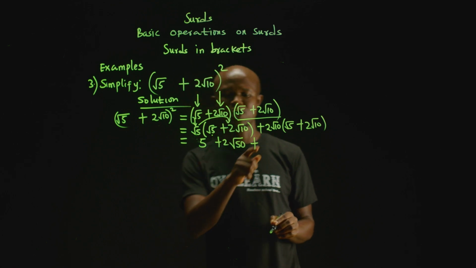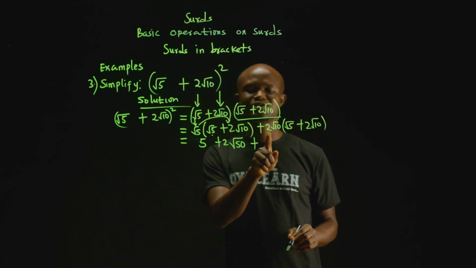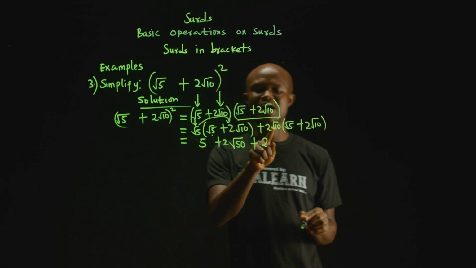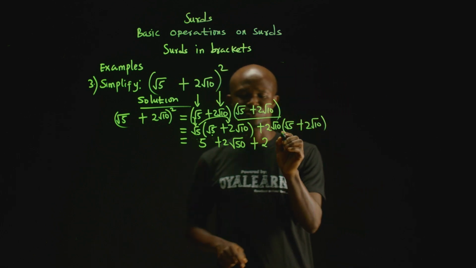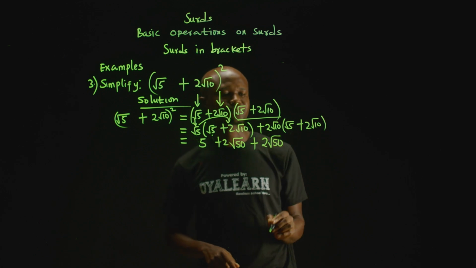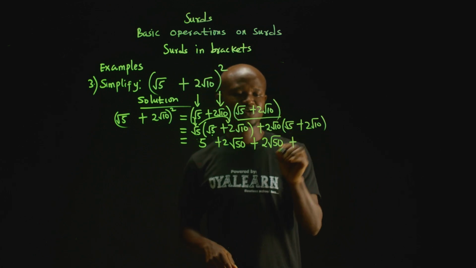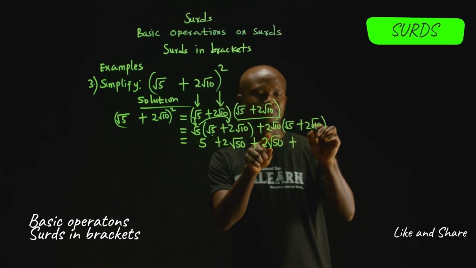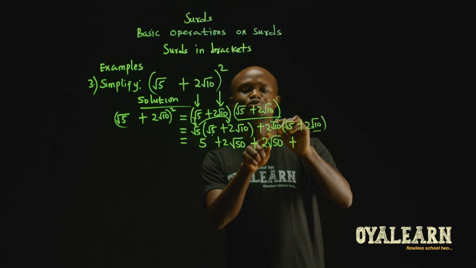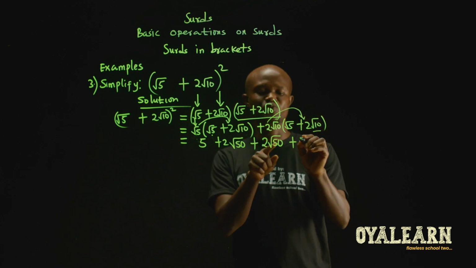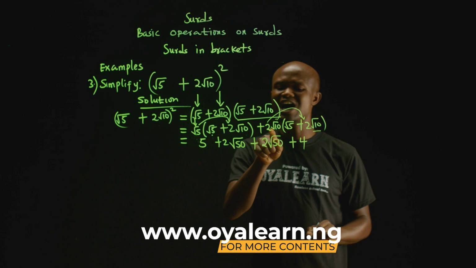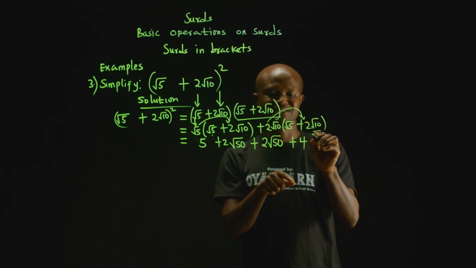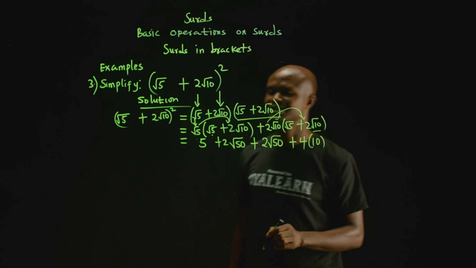Plus, what do we have here? This is 2 root 10 times root 5. So we write 2 first. Now root 10 times root 5 will give us root 50 also. Then plus, what are we having here? Now, this multiplier will multiply 2 root 10 now. 2 times 2 outside first will give us what? 4. Now root 10 times root 10 also will give us what? 10. So we have 10 here.